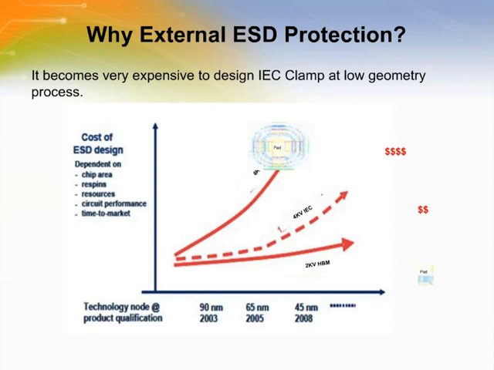With advanced processes, we need more die area to design the same IEC cell. You can scale down the core design, but you can't scale down the IEC cell. This makes it much more expensive to try and add an 8 kilovolt IEC cell into a core design.